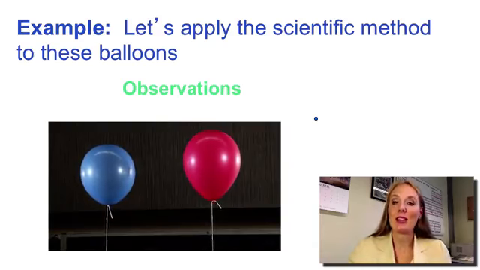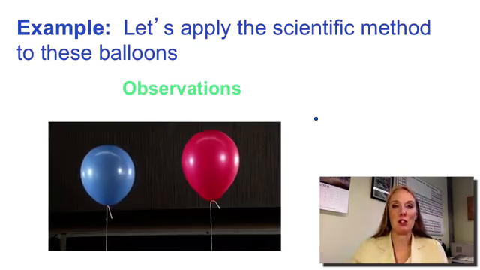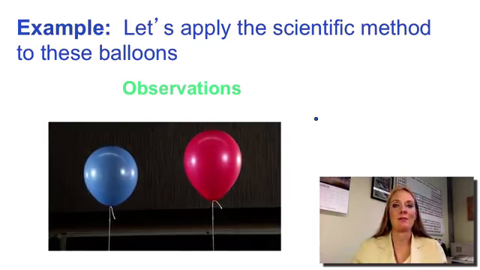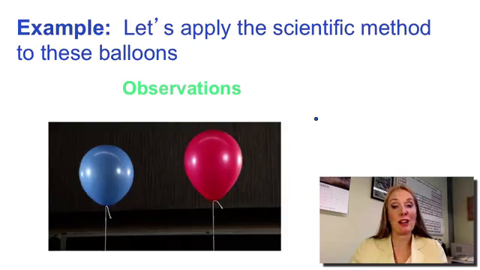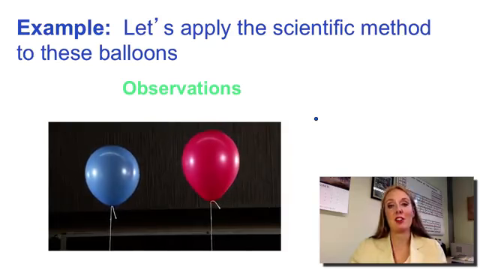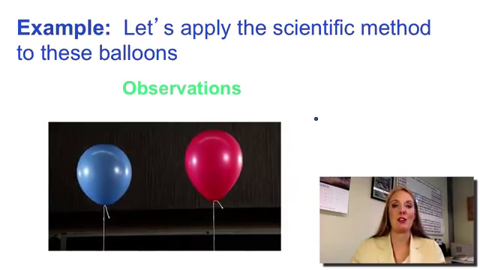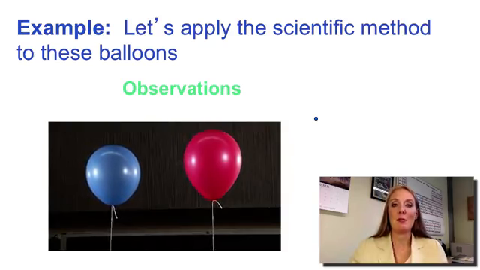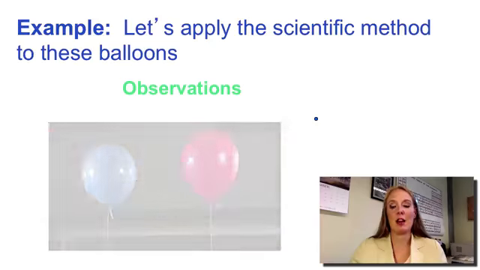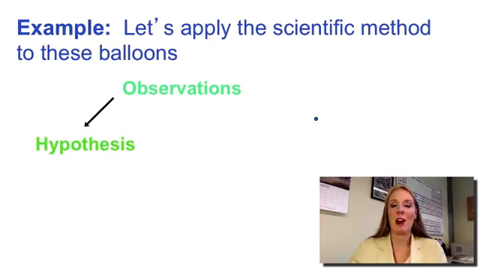Great! Now, the types of observations that students usually make include things like both balloons are floating, both balloons are tied to strings, the balloons are different colors. Those are all perfectly good observations. Sometimes students delve into the territory of hypotheses when they're making their observations.